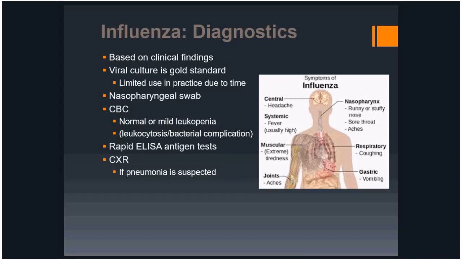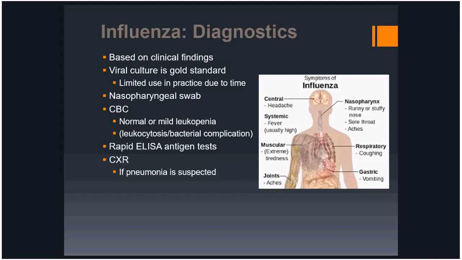From a diagnostic perspective, influenza is based on clinical findings. Viral culture is the gold standard. However, it's of limited use in practice given the time that it takes the culture to result. In practice, what you'll see used from a diagnostic standpoint is the rapid ELISA antigen test. Other diagnostics do include the nasopharyngeal swab.